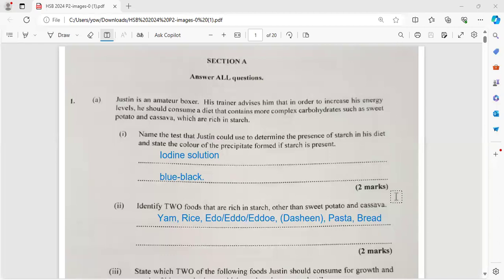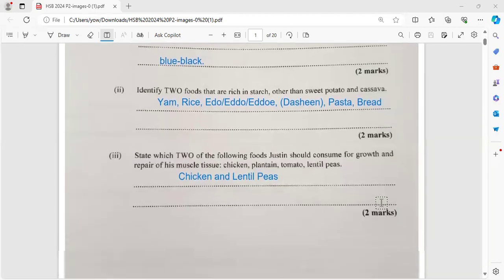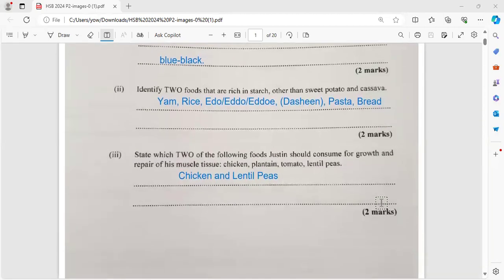Next one, identify 2 foods that are rich in starch other than sweet potato and cassava. So that's pretty simple. We have yam, rice. If you had said flour, eddo, in some Caribbean countries, eddo is considered to be dasheen in Jamaica, right? I don't know if the other Caribbean countries know dasheen, right? Pasta, bread. So any two of those would have been accepted. All right, another easy 2 marks. Right, let's go to the other question.